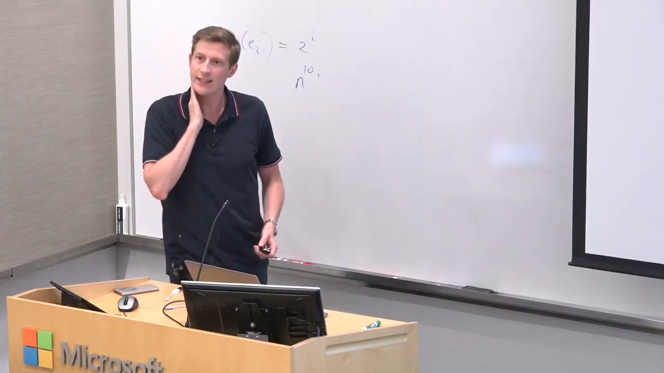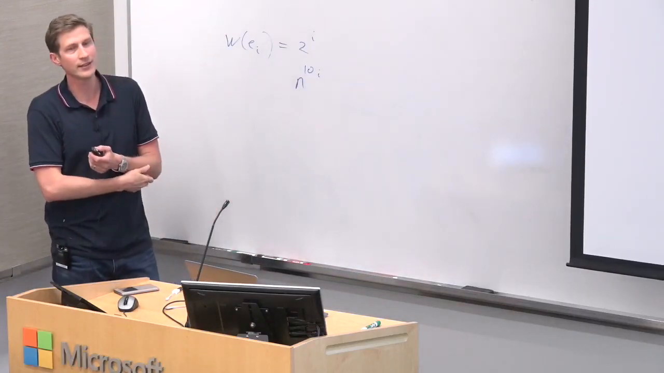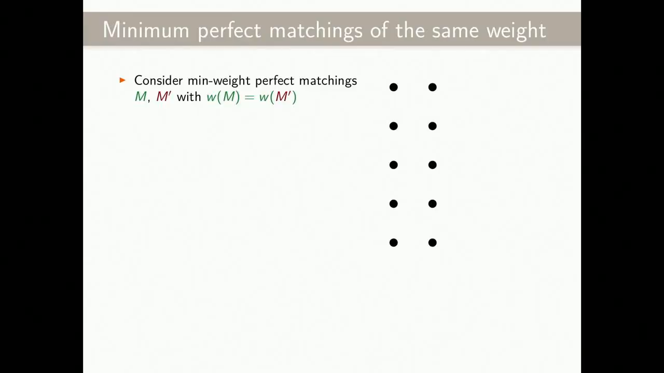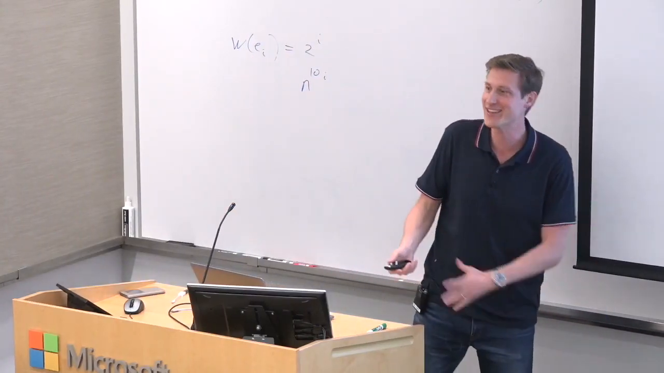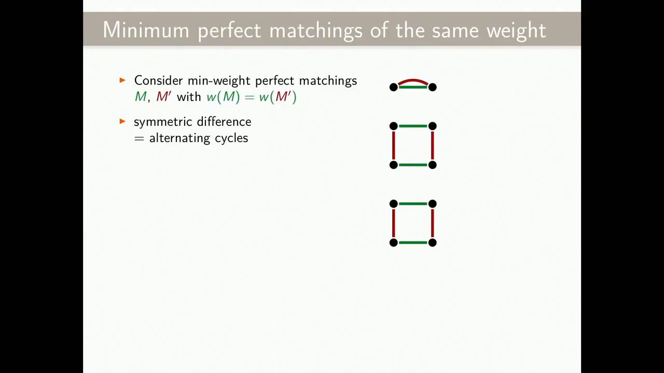Okay, so to understand a good progress measure, let's look at the case where we have a weight function W, but it's not isolating. What can we say about two min weight perfect matchings? We have a green matching and a red matching. Well, first of all, what can you do when you have two matchings? I mean, there's only one operation that you do, right? You take their symmetric difference. So let's take the symmetric difference, you get a bunch of cycles. Since it was perfect matching.